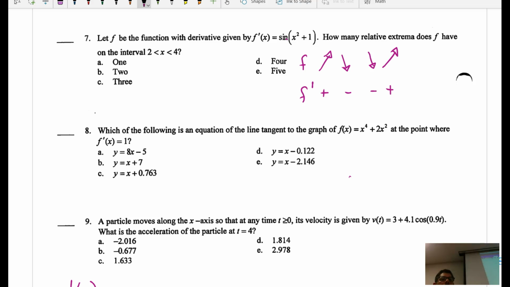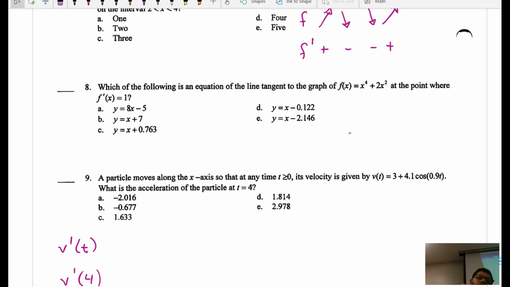All right, last one. Equation of the tangent line. What do we need for equation of a tangent? A slope and a point. A point and a slope. We already have the slope. The slope is 1. What we don't have is the point. So what do we do here?